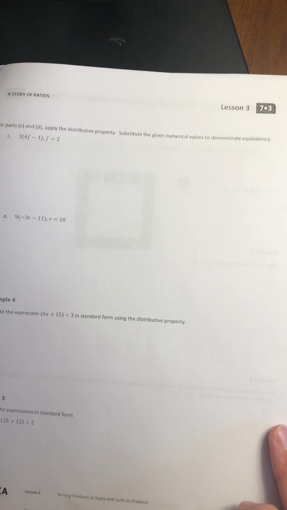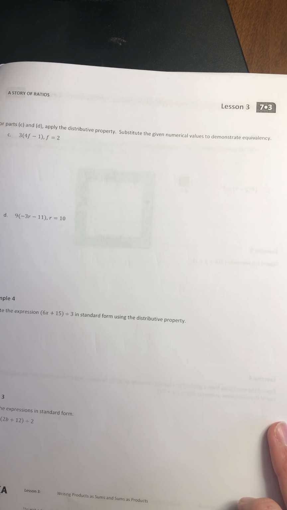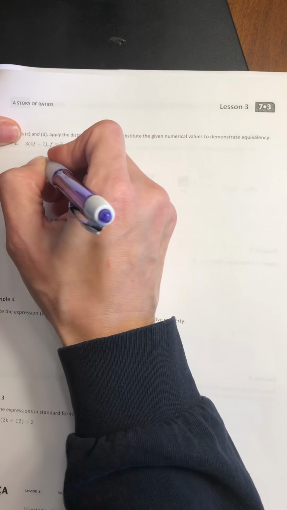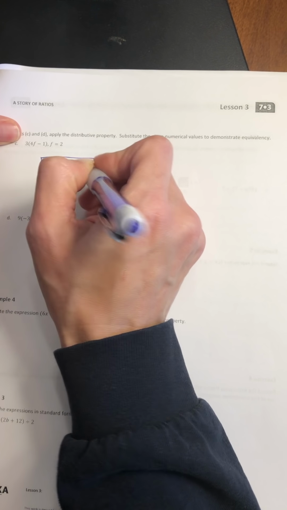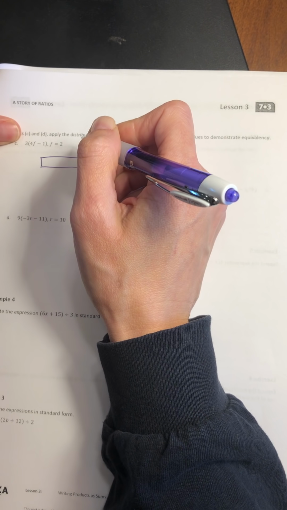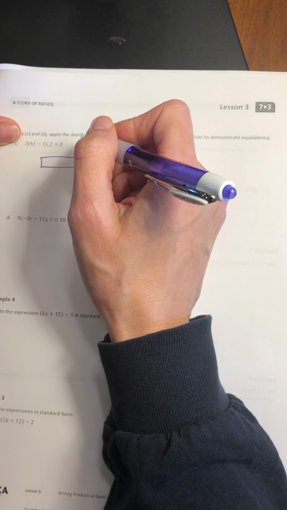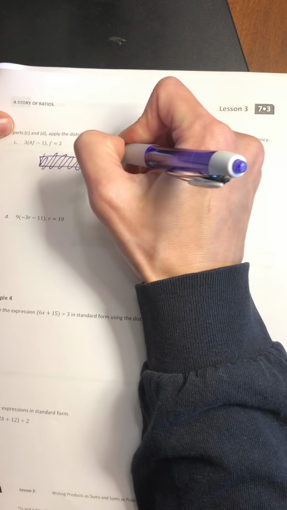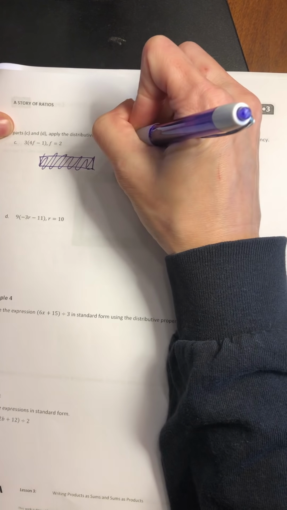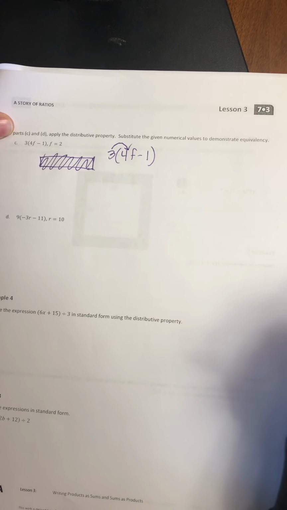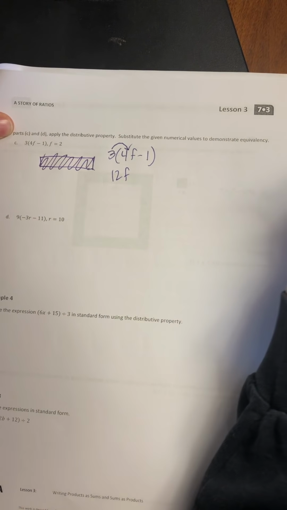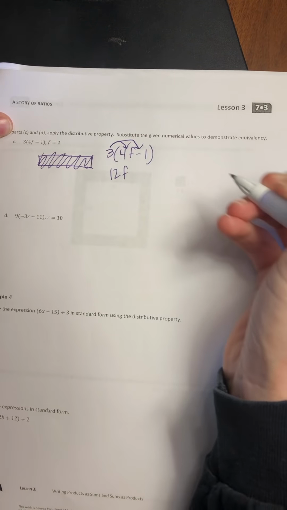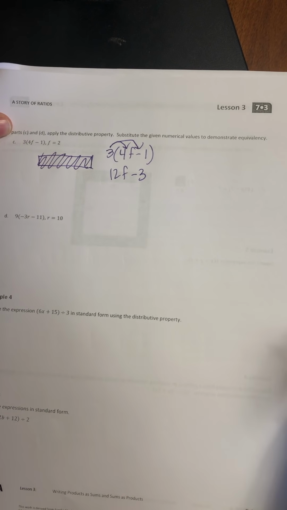For part C and D, apply the distributive property. Substitute the given numerical values to demonstrate equivalency. So here we have, it doesn't say draw it. It just says apply the distributive property. My bad. So 3 times 4f, if you could visualize that in the array, you would have 12 f's. 3 times negative 1 would give us negative 3.